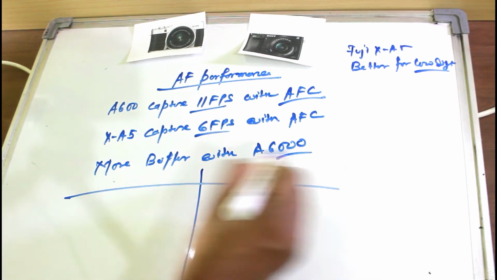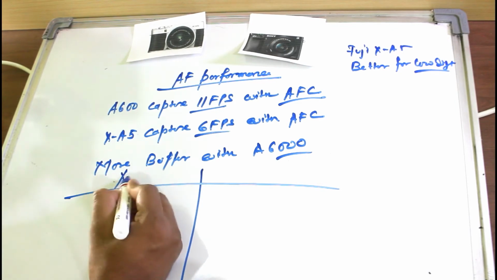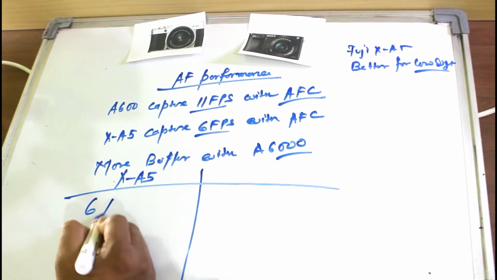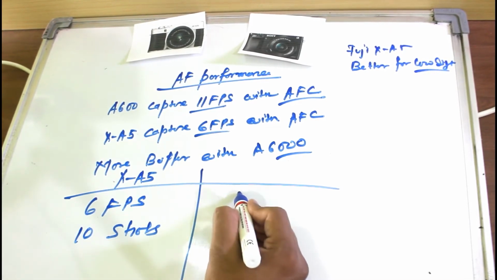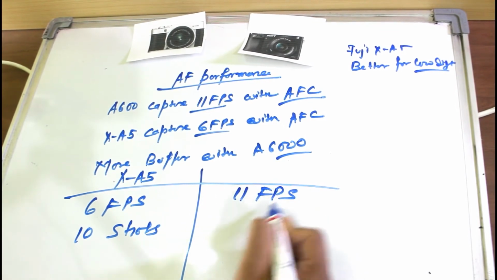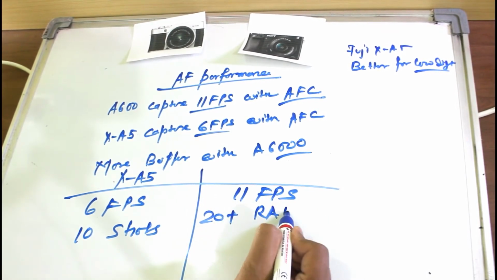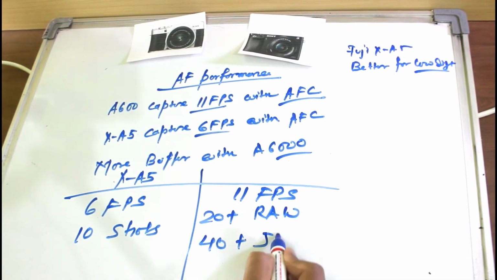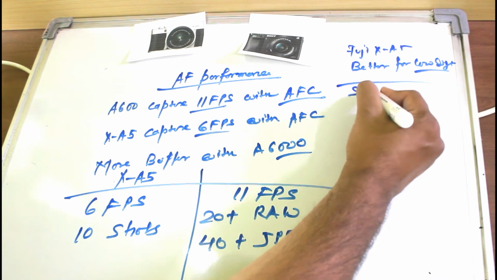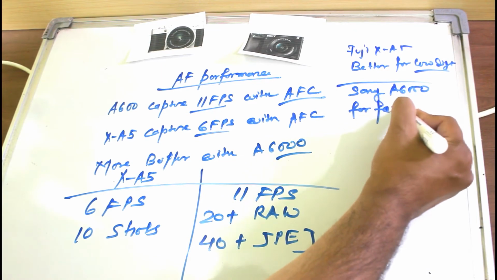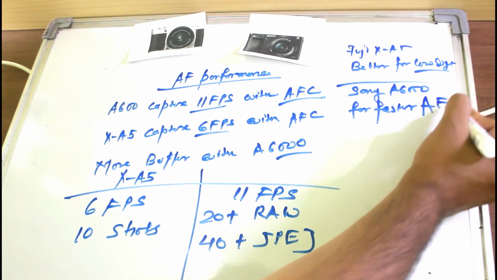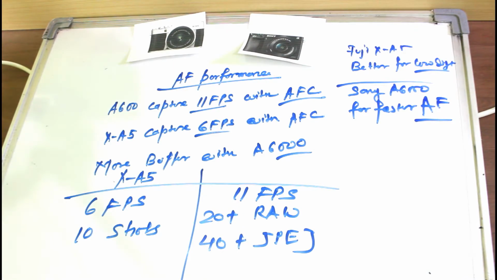Let me talk in detail about the buffer of both the cameras. With the Fujifilm X-A5, as you can see, you can capture 6 frames per second limited to 10 shots only. That means a very small buffer is sitting inside the camera. Now if you talk about the Sony A6000, I have personally seen and tested that with that camera you can capture 22 RAW files and 45 JPEG files. So the Sony A6000 is a better camera if you're looking for fast autofocusing performance and more buffer. So we are tagging the Sony A6000 for faster autofocusing performance here.